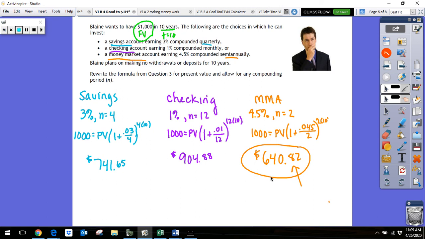Now I want you to think about this. These are 3 different options for him to grow to $1,000. Would you rather put in 741, 904, or 640? So would you rather do the savings, the checkings, or the money market? And unless you're crazy, you'd like the bank to grow for you, so this is your answer. This is what you would advise Blaine to do.